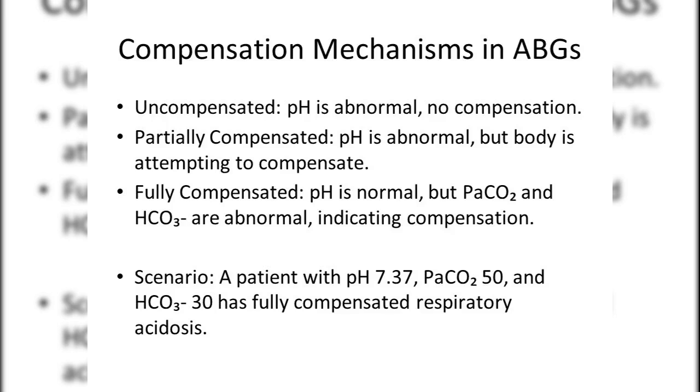Compensation mechanisms in ABGs are crucial for understanding the body's response to imbalances. Uncompensated means no compensation, partially compensated indicates an attempt to compensate, and fully compensated means normal pH with abnormal PaCO2 and HCO3. This helps in accurate diagnosis.